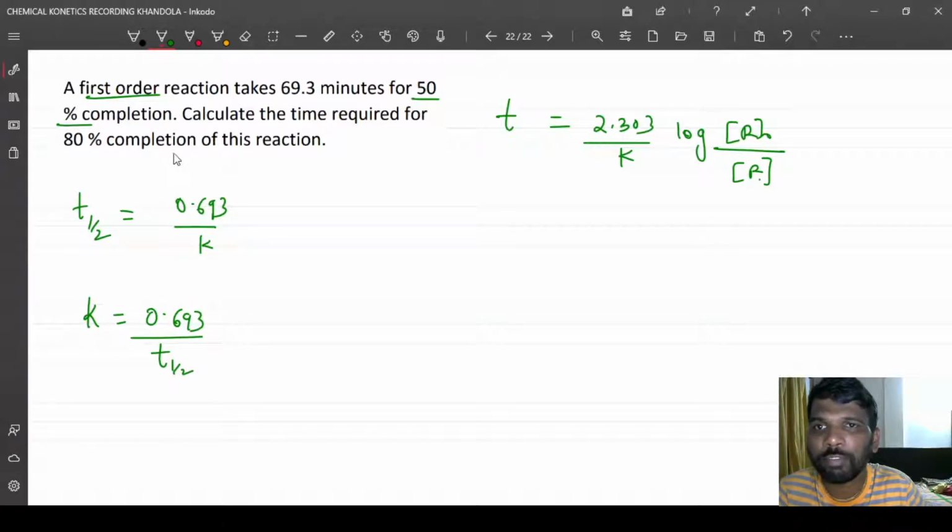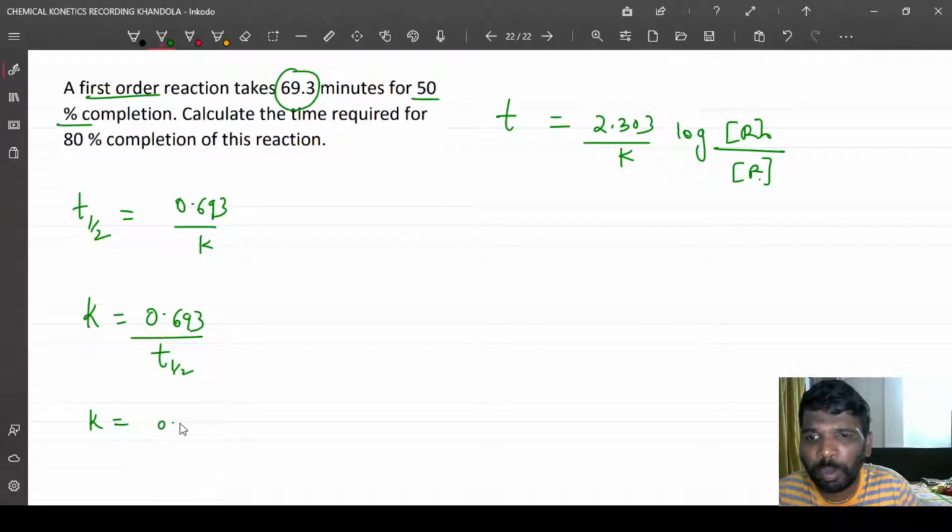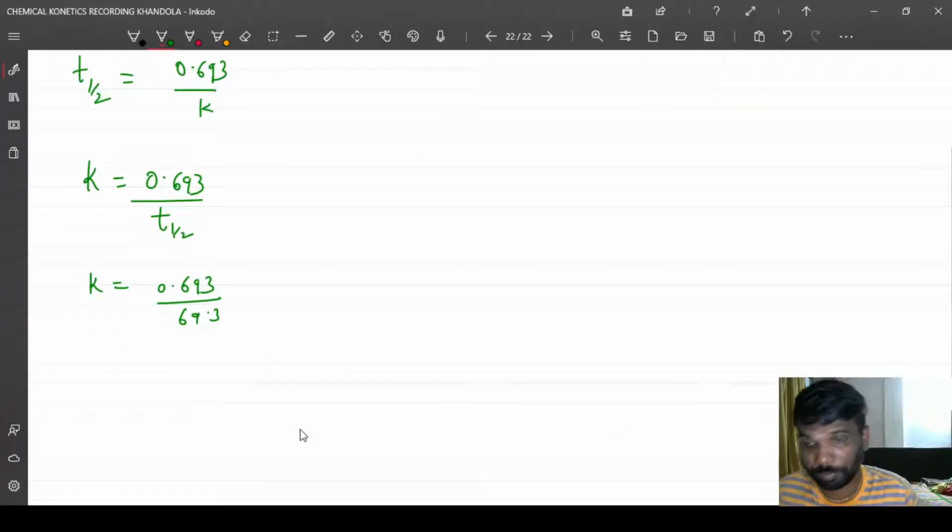K is equal to 0.693 upon T half. What is T half? It is 69.3. After 69.3 minutes, the concentration of reactant reduces to half. So that's why T half is 69.3, and this value is given very intelligently. Why intelligently? The calculations will become very easy. So this is 0.693 divided by 69.3. Now K will be equal to 0.693.